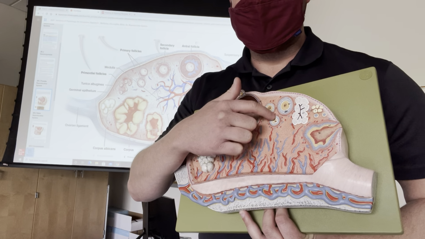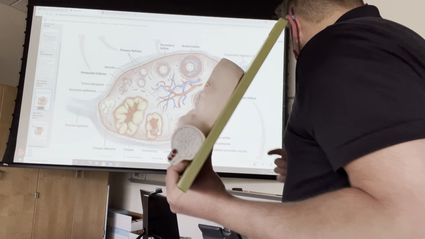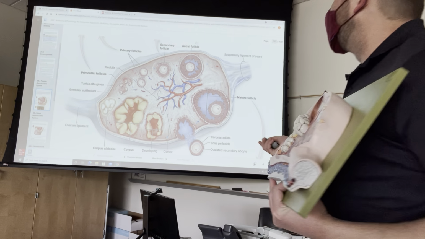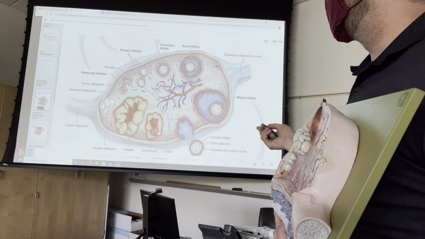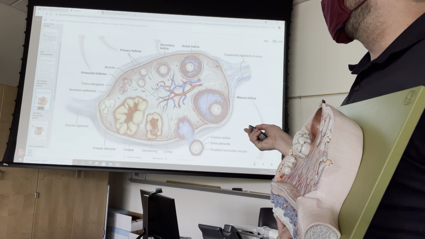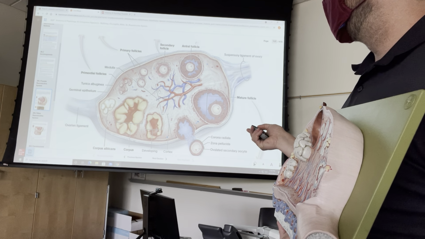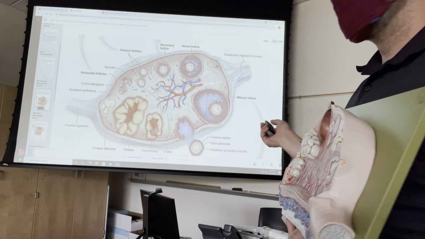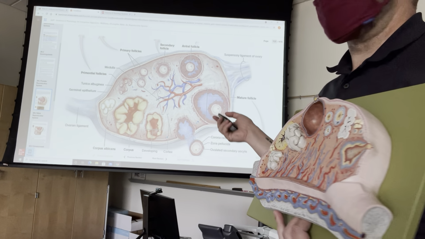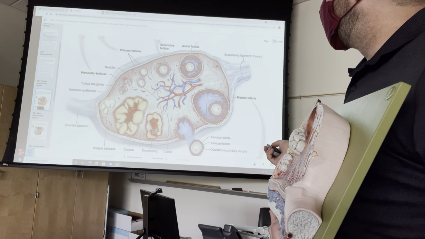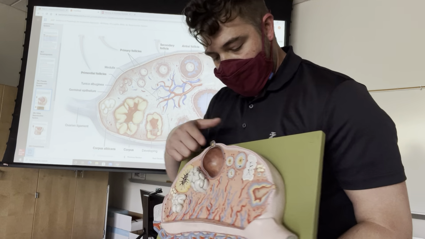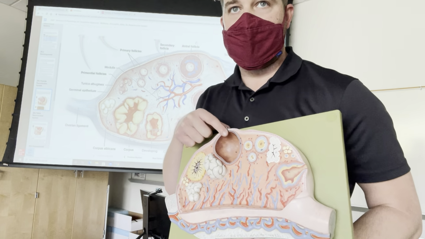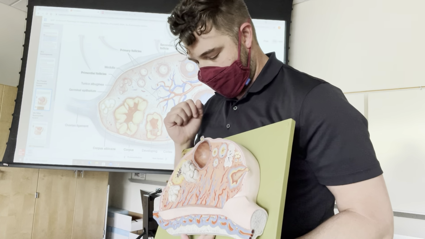If you look at what distinguishes primary from antral, a lot of times it's the layers of cells. And antral is when you start to see this fluid forming. So that's what determines primary, secondary, antral. Mature are the ones that are ovulating. So ones like this one right here, this would be a mature follicle because it's got an ovulating oocyte.